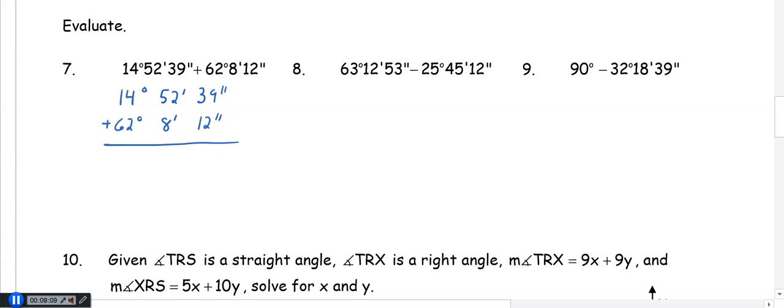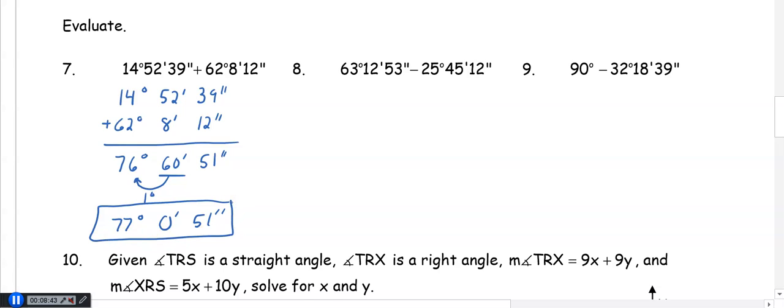Now I can add each column straight down. So 39 plus 12 is 51 seconds. 52 minutes plus 8 minutes is 60 minutes. And 14 degrees plus 62 degrees is 76 degrees. Now, because of this 60 minutes, I can change that into a degree. So when I change that into 1 degree, I have 77 degrees, 0 minutes, and 51 seconds.